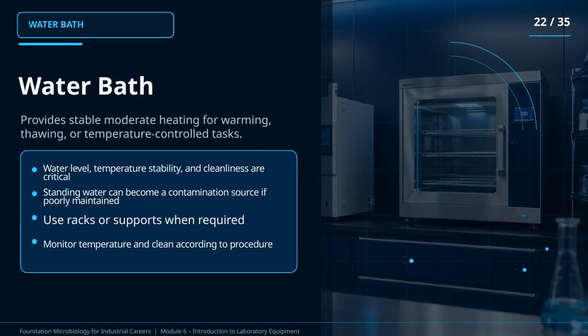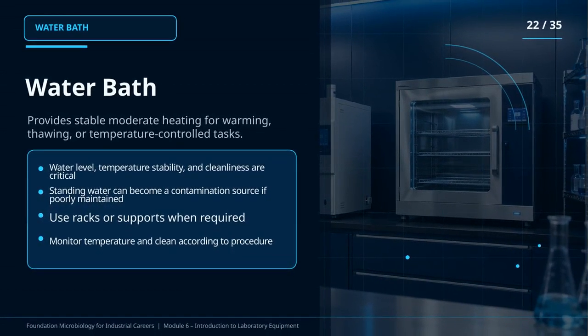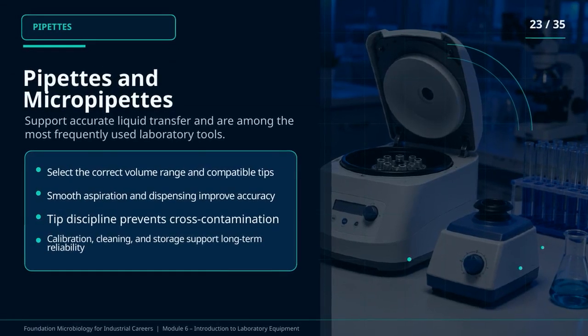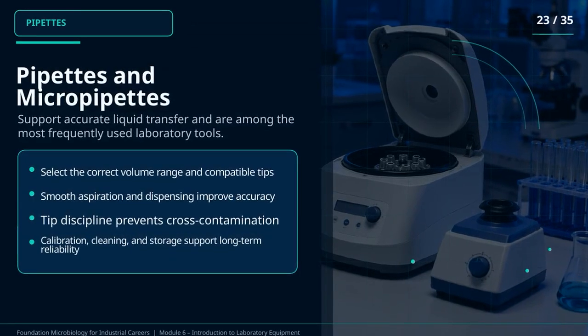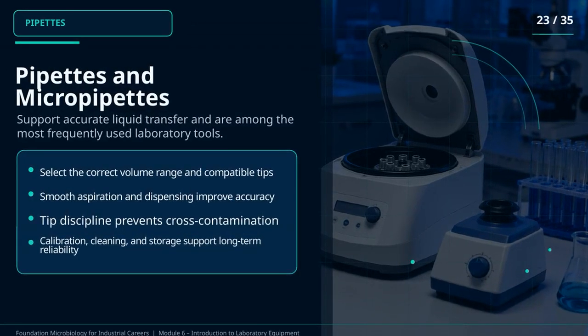A water bath provides stable moderate heating for warming, thawing, and other temperature-controlled tasks. Water level, cleanliness, temperature stability, and routine maintenance are important because standing water can become a contamination source. Pipettes and micropipettes support accurate liquid transfer and are among the most frequently used laboratory tools. Correct volume range, smooth aspiration and dispensing, tip discipline, calibration, and clean storage protect accuracy and prevent cross-contamination.